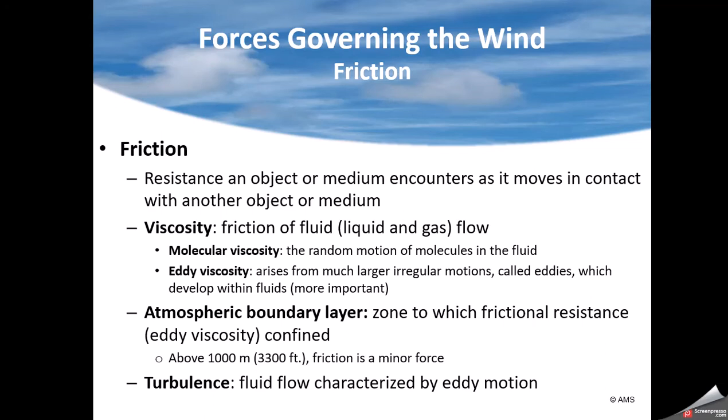And over water, on the other hand, there's not a lot of friction. Water is relatively smooth. Even with the waves in it, it's relatively smooth. So the friction is less over water than over land. Friction really only comes into account in the lowest 3 to 5,000 feet of the atmosphere. Generally, that's the area you're going to find the most friction.